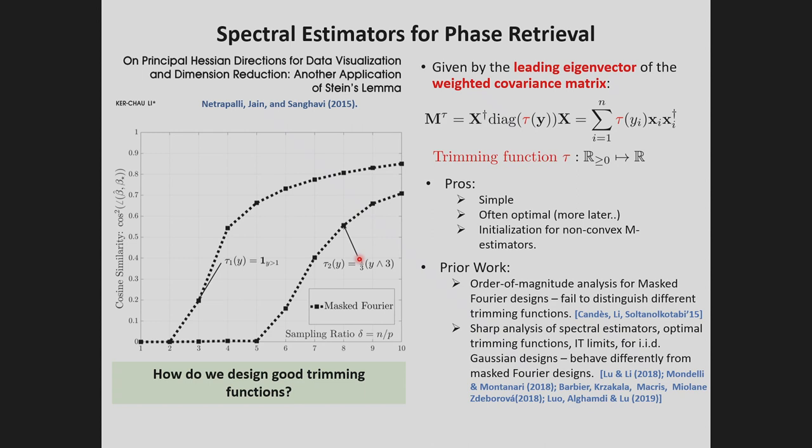But what's been missing is the high dimensional analysis, the precise analysis when we let both n and p go to infinity such that the ratio converges to a constant. In that line of work, people have settled for understanding the spectral estimator when the design is IID Gaussian. But IID Gaussian designs don't really capture the mask Fourier designs, which are important for this problem. Mainly the key difficulty is that these designs are quite structured and really hard to analyze directly.